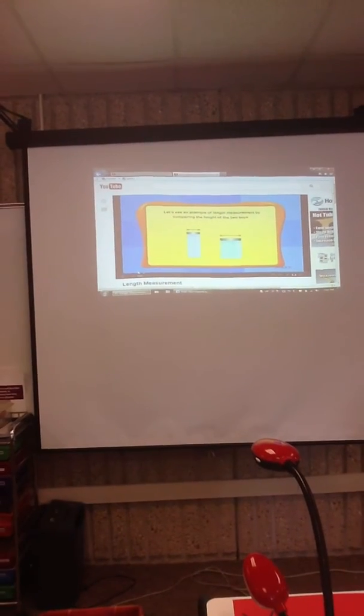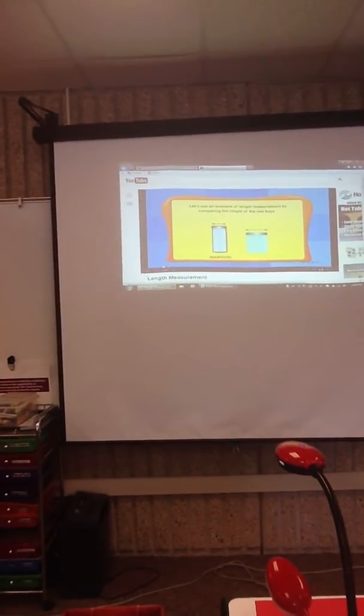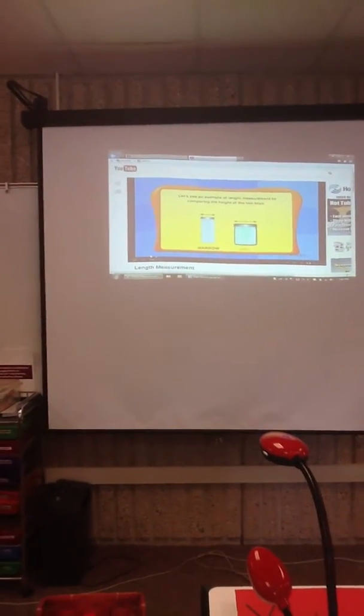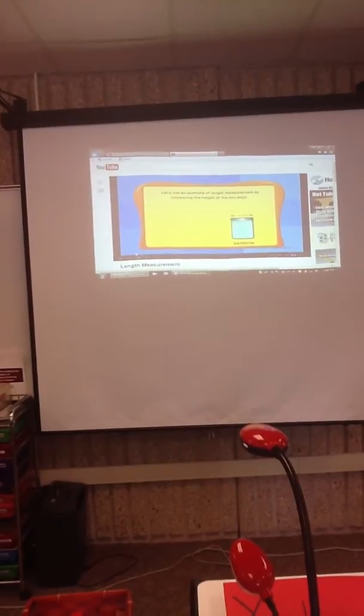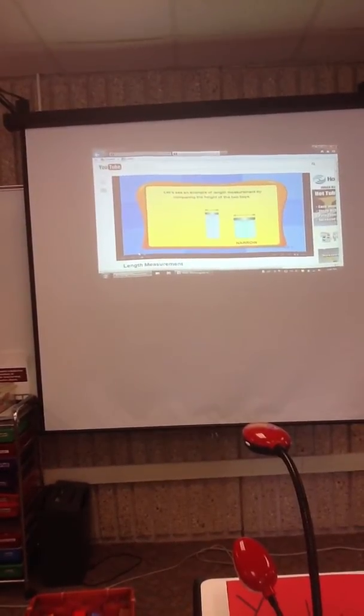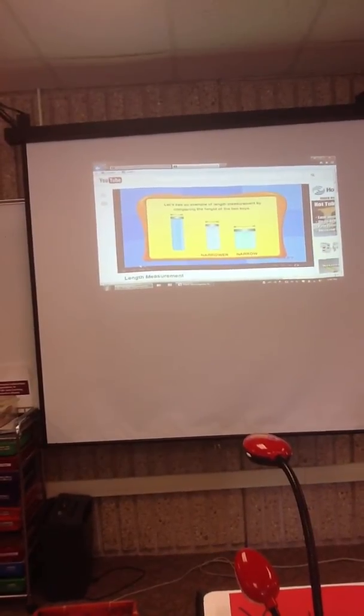Now let's compare the width of the two jars. This is a narrow jar, and this is a wide jar. This jar here is narrow. This jar is narrower. And this jar is the narrowest.